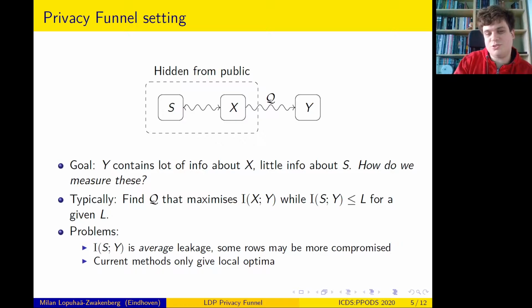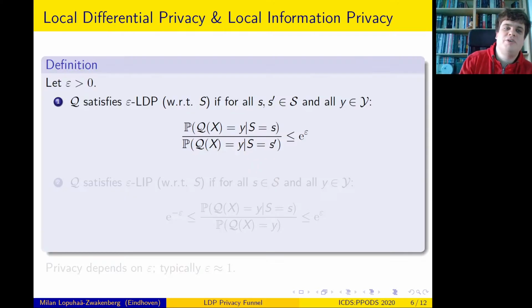So today we're going to solve both of these problems, but we're going to start with the leakage metric, where here we have mutual information between S and Y, but we would like something that is a bit more worst case. Well, one way to do this is to take local differential privacy as a privacy metric. It's something that is used by a lot of people because it has very strong privacy guarantees and it's easy to calculate.